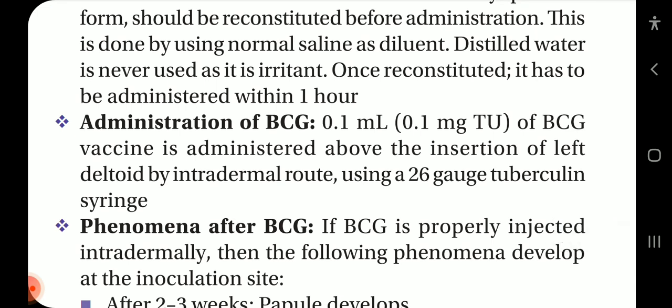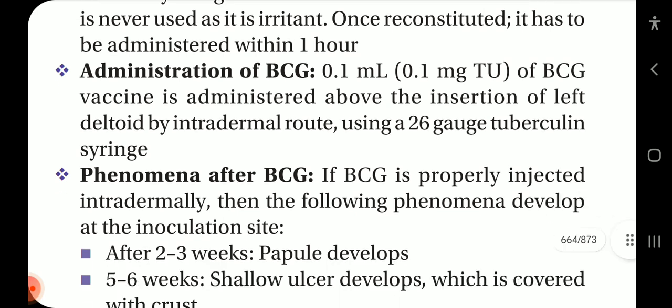Administration of BCG. 0.1 ml, 0.1 mg TU of BCG vaccine is administered above the insertion of the left deltoid by intradermal route using a 26 gauge tuberculin syringe.